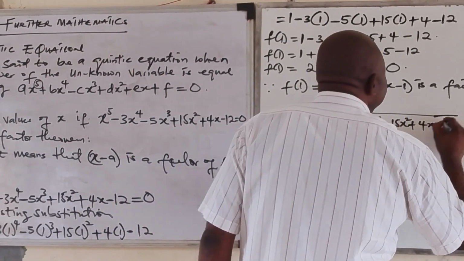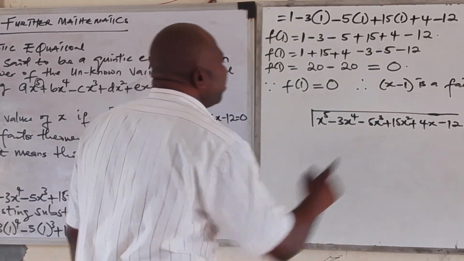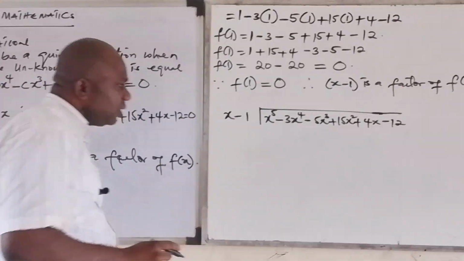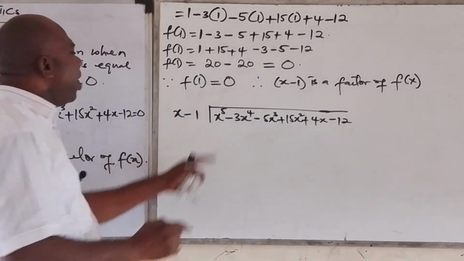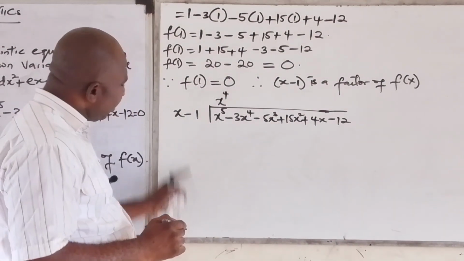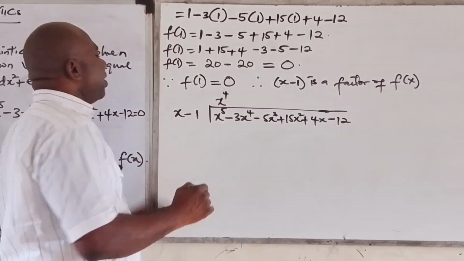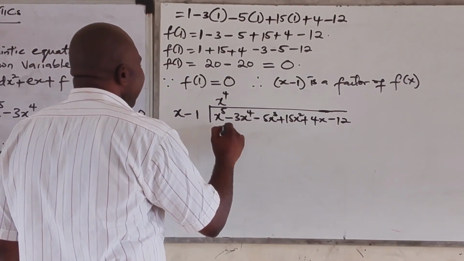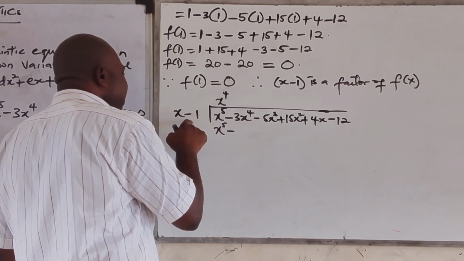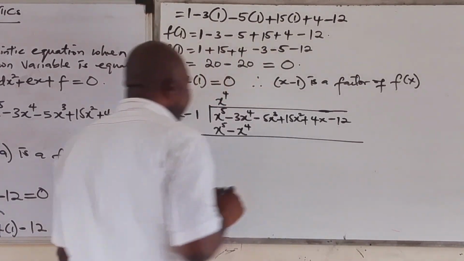Then here we have minus 12. Now divide by x minus 1. Now x into x raised to the power of 5 is x raised to the power of 4. I take it again. X into x raised to the power of 5 is x power 4. X power 4 times x is x power 5, minus x power 4 times minus 1 is minus x power 4. Then you rule your line.